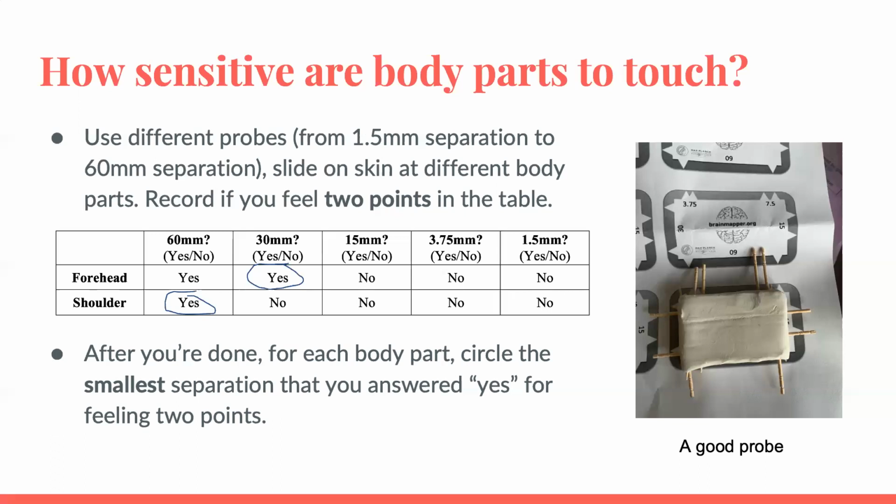Okay, so what we just did was we identified patterns in our raw data, right? So for me, my forehead feels up to 15, but my back only feels up to 30. So what does that mean? Well, the smaller the separation that you can feel means the more sensitivity you have in that body part, right? Because your body is sensitive enough to feel 2 points even at a smaller distance. So for me, this means that my forehead, which feels up to 15, is much more sensitive than my back, which only feels up to 30 separation.